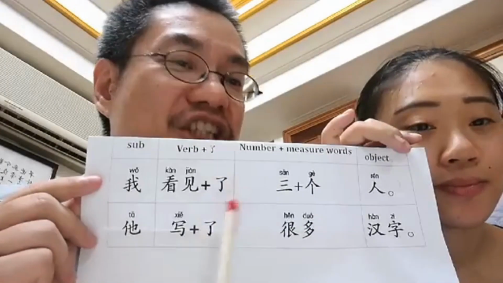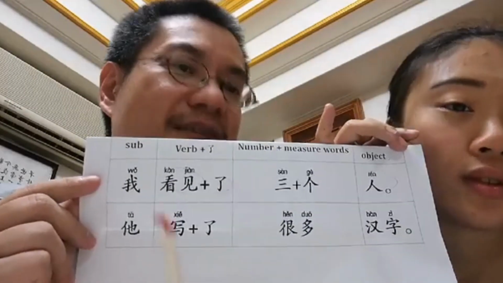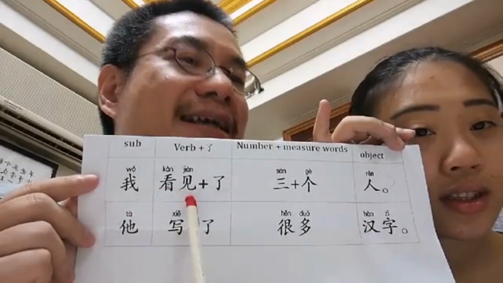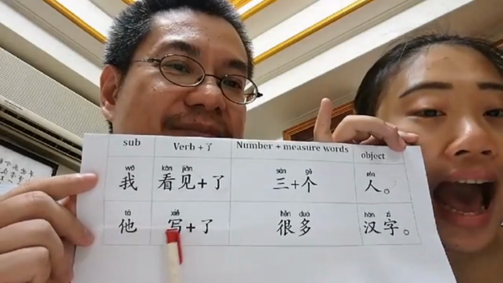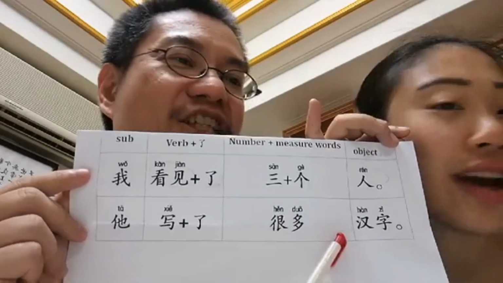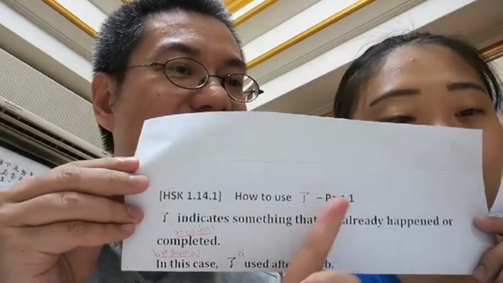So that's the function of this word, 了. Okay, so Abby, let's read the example sentences again. 我看见了3个人. I saw 3 people. Okay, the next one. 他写了很多汉字. He wrote many Chinese words. So that's all for today, and today's lesson is for HSK level 1, lesson 14. Today's part 1. Next time we will talk about part 2.